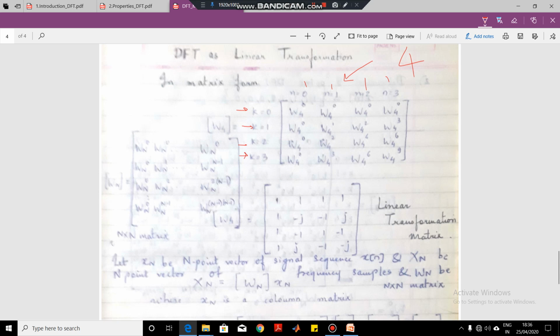Then you can write all these twiddle factors. W4 to the power 0 into 0 is 0, so W4^0 in the first row, since 0 into 0, 0 into 1, 0 into 2, 0 into 3 are all 0. Next row: W4^0 again, since 1 into 0 is 0. But now you write W4^1, because 1 into 1 is 1. Similarly 1 into 2 is 2, so W4^2, W4^3. In the next row, W4^0, W4^2, W4^4 and W4^6. Then W4^0, W4^3, W4^6, and W4^9. So we get this 4 by 4 matrix by using these rows and columns.